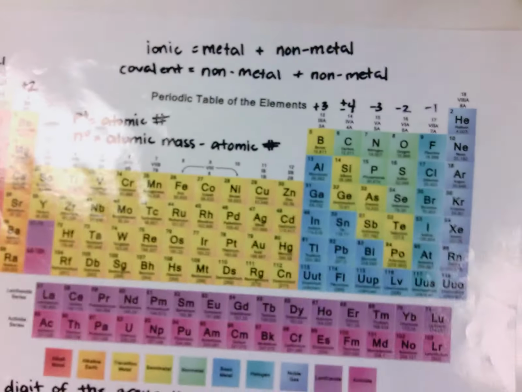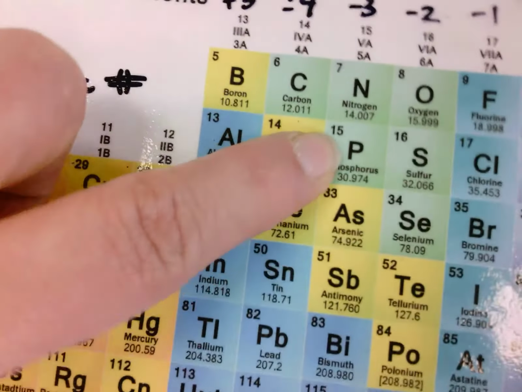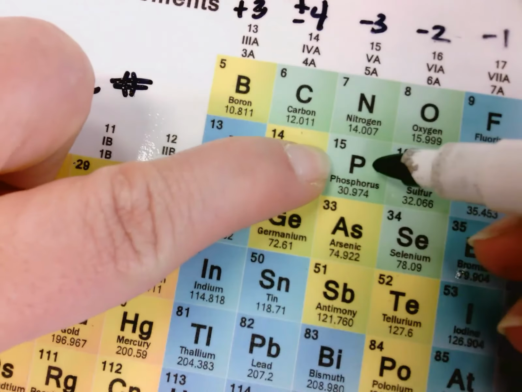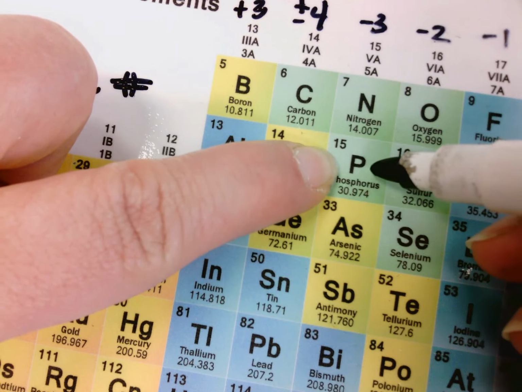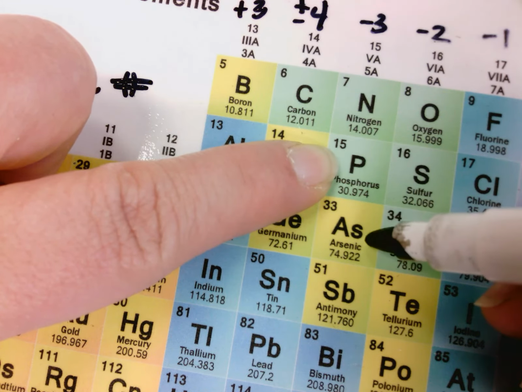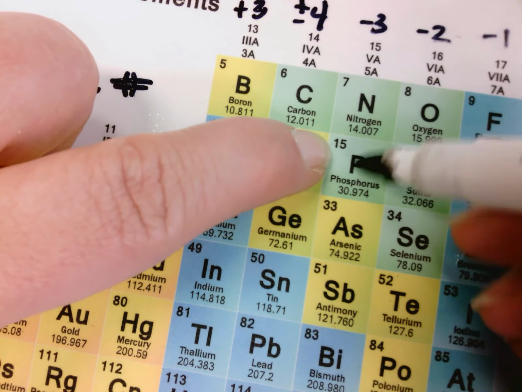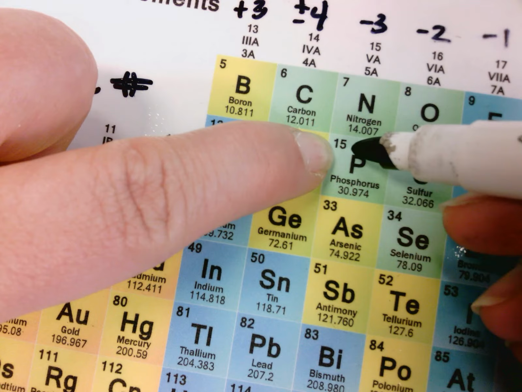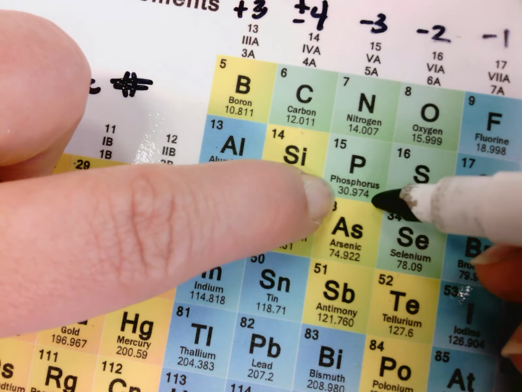Now, in each box on the periodic table, we have a few things. We have the chemical symbol. The chemical symbol is always first letter capitalized, so it's either one or two letters long. The first letter is always capital, and if it has a second letter, the second letter is lowercase. Inside of this box, we also have the atomic number, the element name, and the atomic mass.